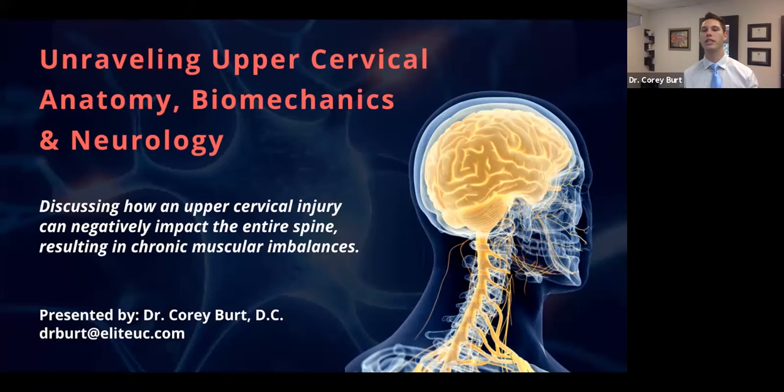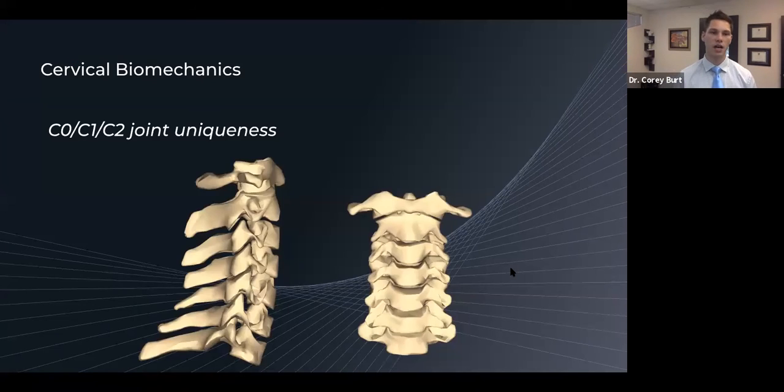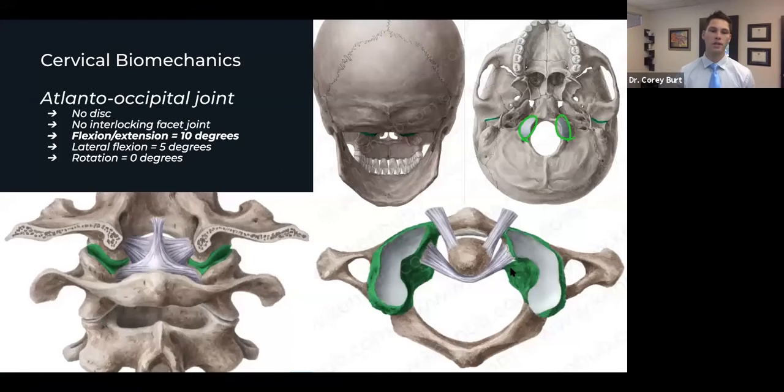We're going to be really diving deep into the different movement intricacies of the upper cervical spine. There are two joints specifically that we'll discuss: C0-C1, and then C1-C2, and we'll share why they are different from the rest of the spine. Starting off here, the atlanto-occipital joint.